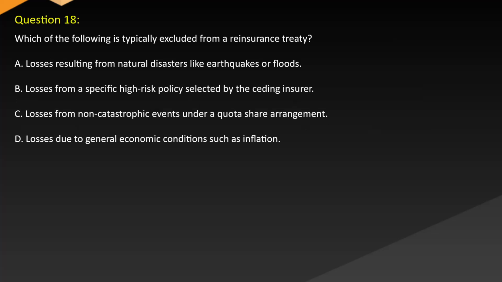Question 18. Which of the following is typically excluded from a reinsurance treaty? A. Losses resulting from natural disasters like earthquakes or floods. B. Losses from a specific high-risk policy selected by the ceding insurer. C. Losses from non-catastrophic events under a quota share arrangement. D. Losses due to general economic conditions such as inflation.